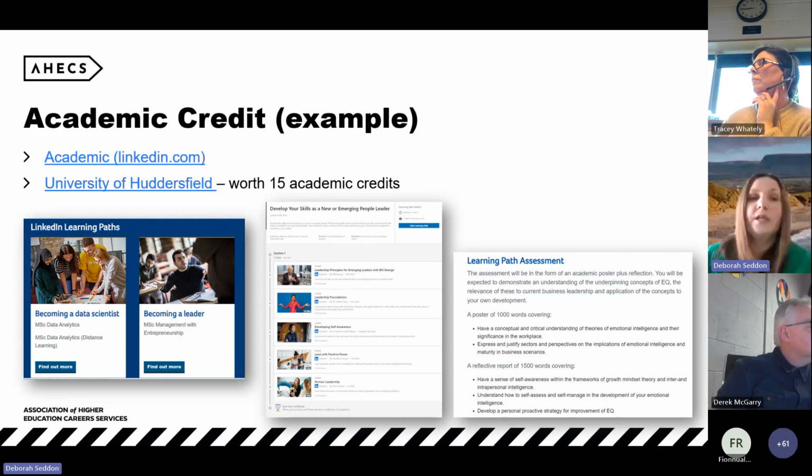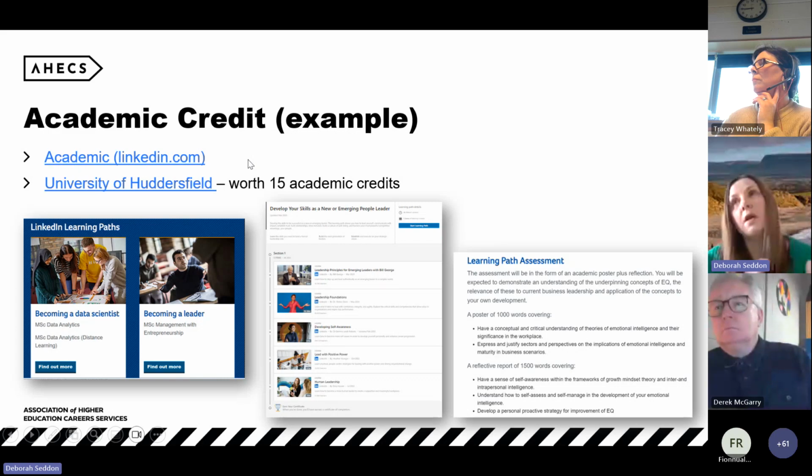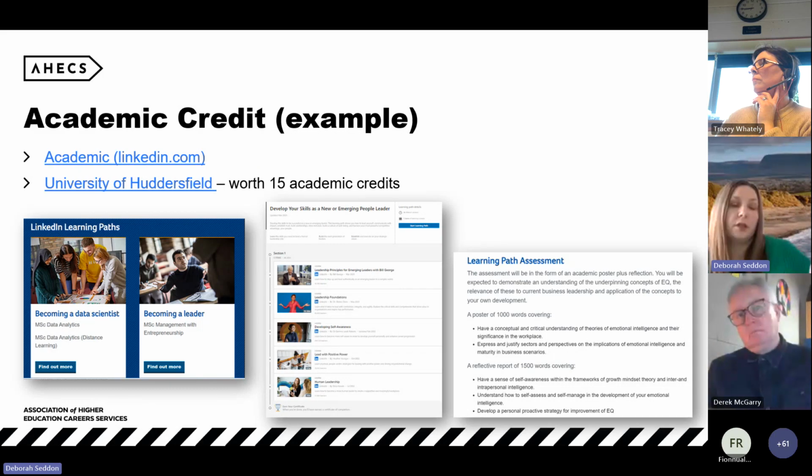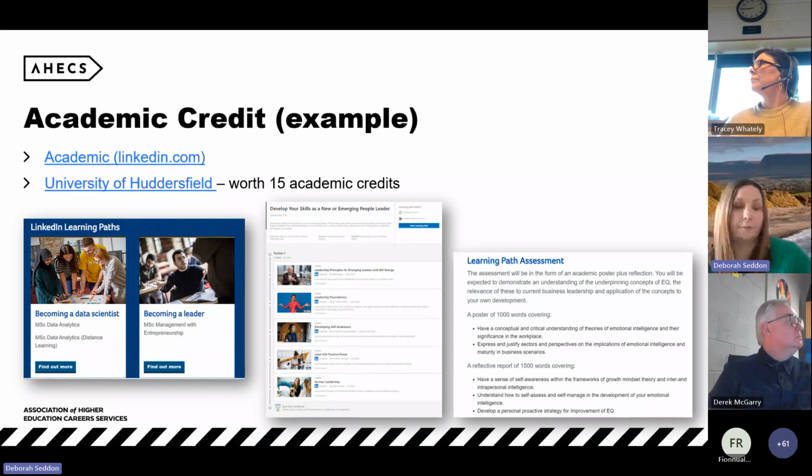So I've given you the example there of the University of Huddersfield, which, if you click on the embedded link there, you'll get more information about that. But I've also given you the general link, which gives you all of the partners and all of the ways they've used this opportunity to use LinkedIn Learning content and to assign credit to it.